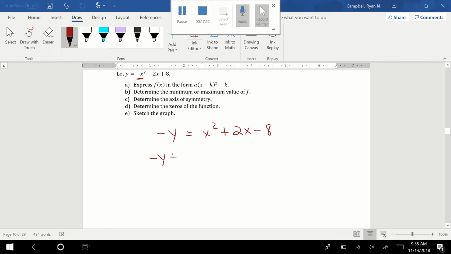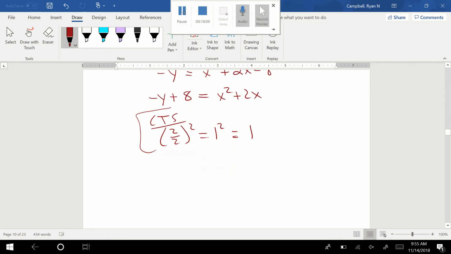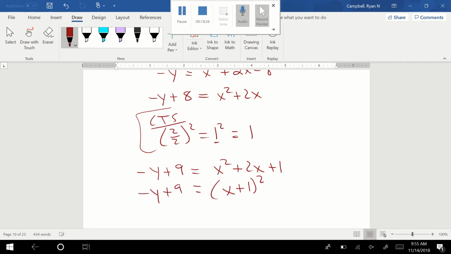So you add 8 to both sides, and then complete the square. For completing the square, we're going to have 2 over 2 squared, which is 1 squared, which is 1. So adding 1 to both sides, we have negative y plus 8 plus 1 is 9, equals x squared plus 2x plus 1. So the right side is going to be (x plus 1) squared, because again, it comes from our b over 2. And then negative y plus 9.